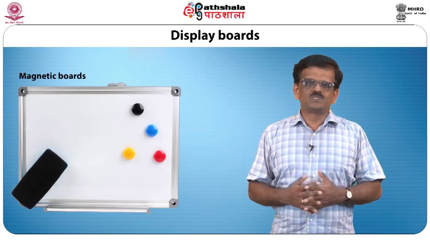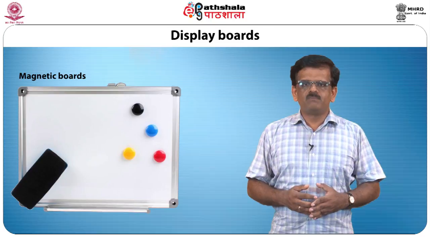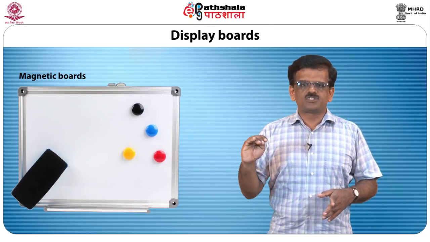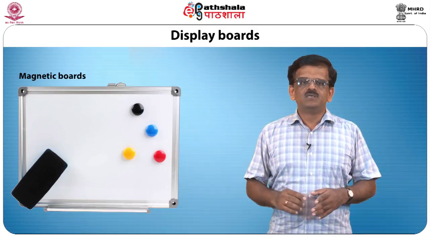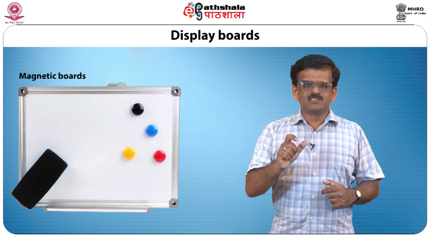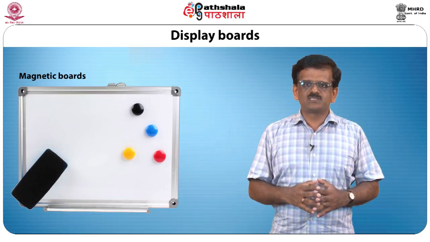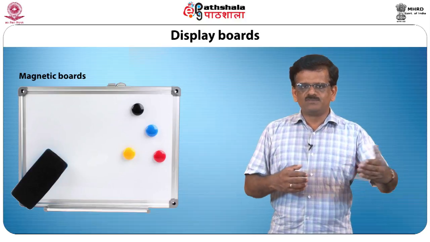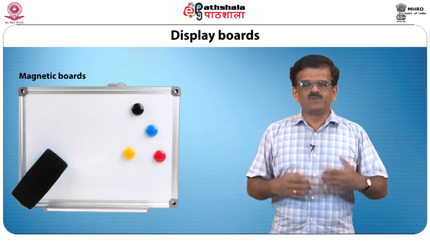Then magnetic boards. It is a display board made of a milky glass sheet. There are four magnetic strips spread lengthwise over it, where iron letters can be fixed. The iron letters can be used to display messages in a very creative way. If tube lights are fixed at the back of the glass, the material is visible even at night.